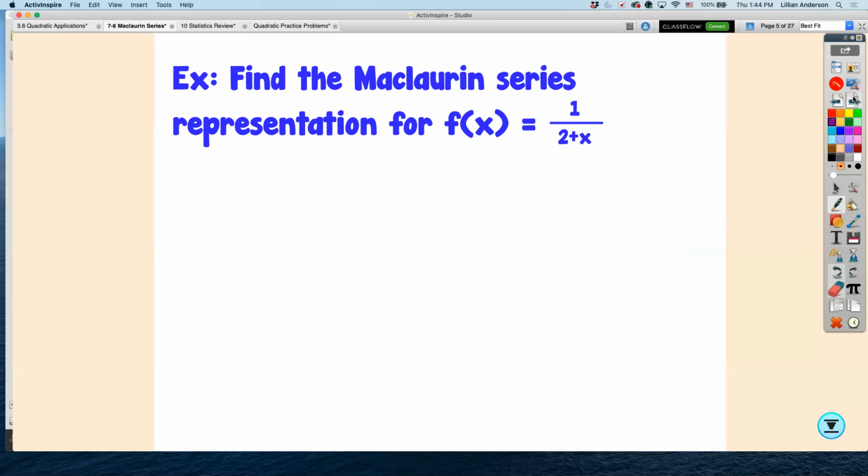So let's do this. We're going to find the Maclaurin series representation for f of x equals 1 over 2 plus x. Okay. Find the Maclaurin series representation for 1 over 2 plus x. So just to refresh your memory, I went ahead and pulled the Maclaurin series from the other page here, just so I don't have to keep flipping back and forth. One thing I do want to do is I don't want to work with this as a fraction. So how can I rewrite this so it's no longer a fraction?